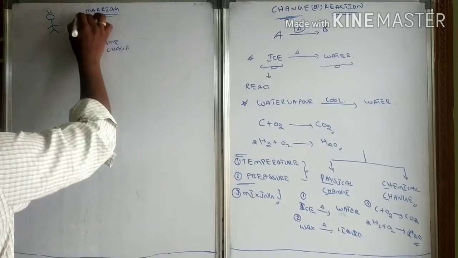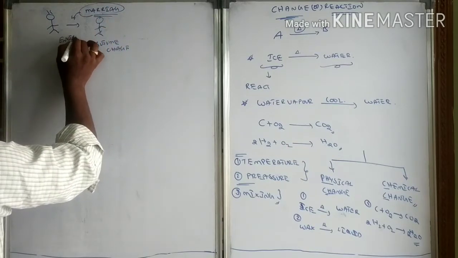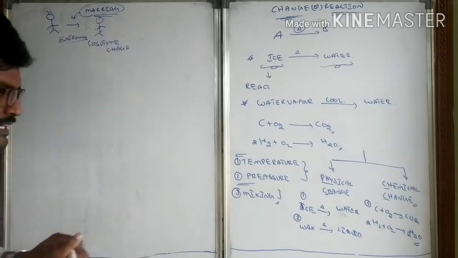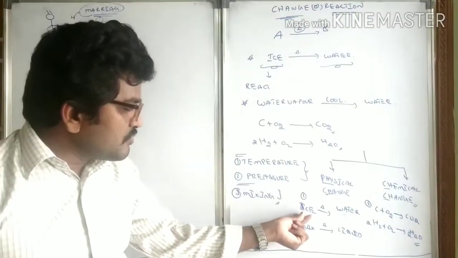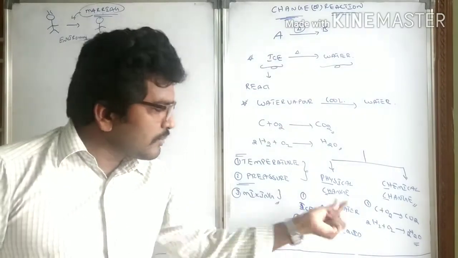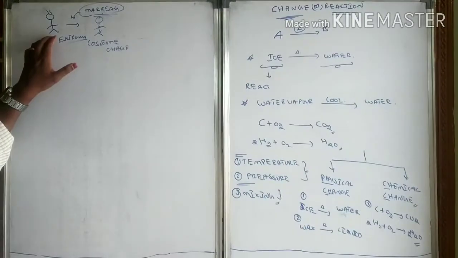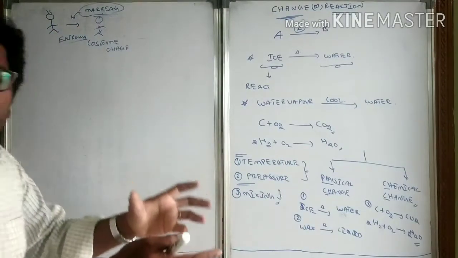Why did the costume change? Because he is going to a marriage, which means his environment changed. In the same way here, ice is there. We are changing the surroundings or environment of ice, so ice is moving from one form into another form. Here also it is the same thing. There is a person, but don't write these examples in your exams.